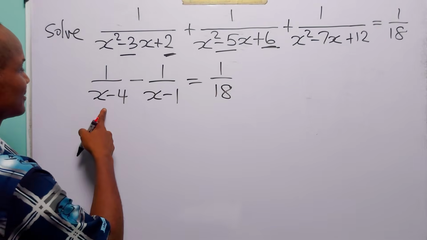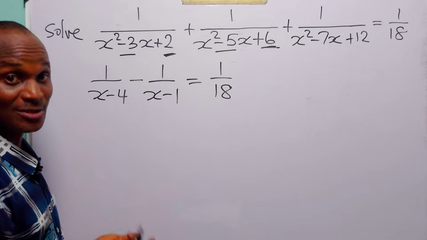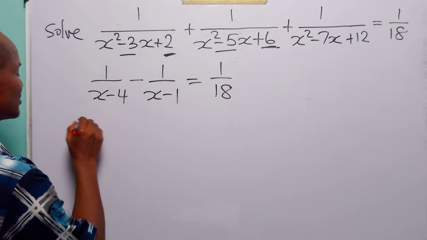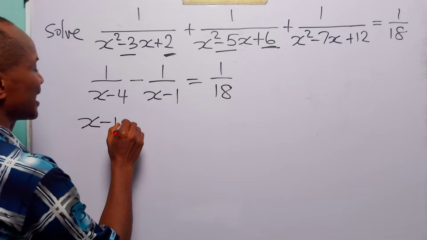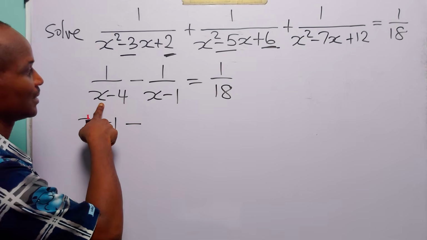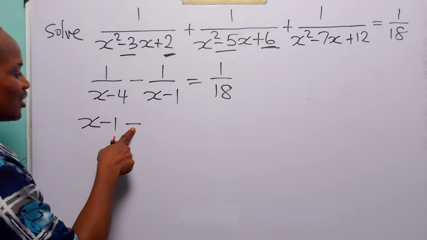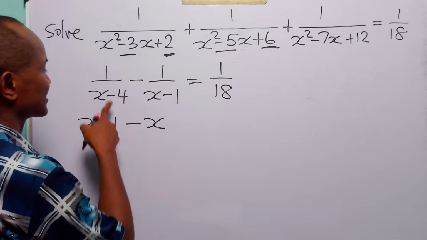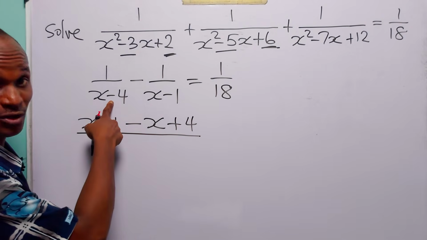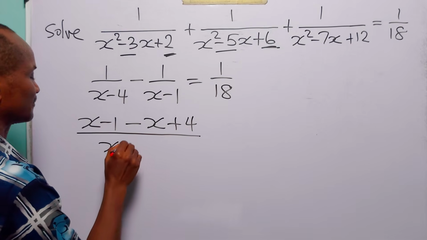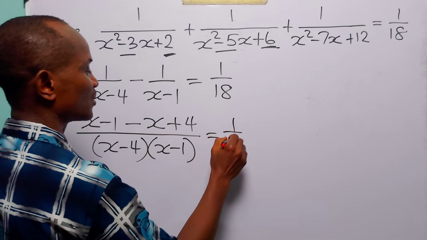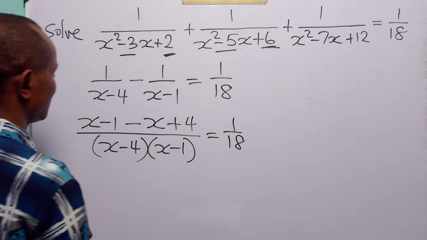Now, to solve this, let us start by combining these two fractions into one single unit. We have 1 times (x - 1). That is going to give us x minus 1. Then we have minus (x - 4) times 1. Because of this minus, we have minus x and plus 4 divided by (x - 4) times (x - 1). And of course, this is equal to 1 over 18.